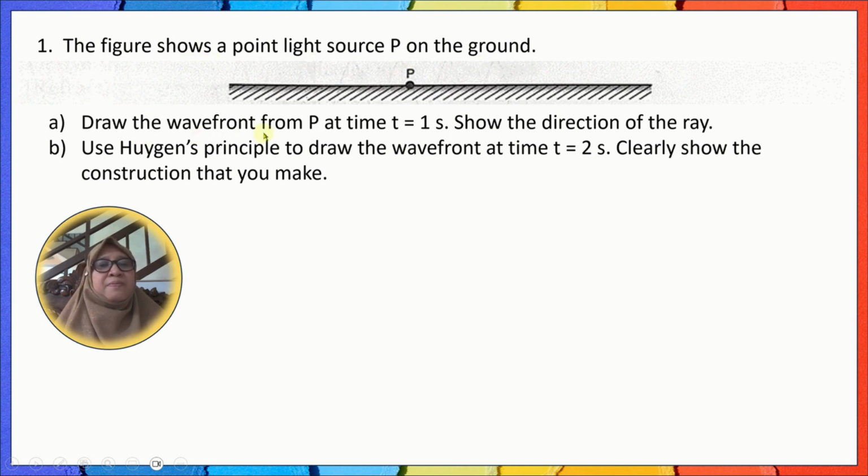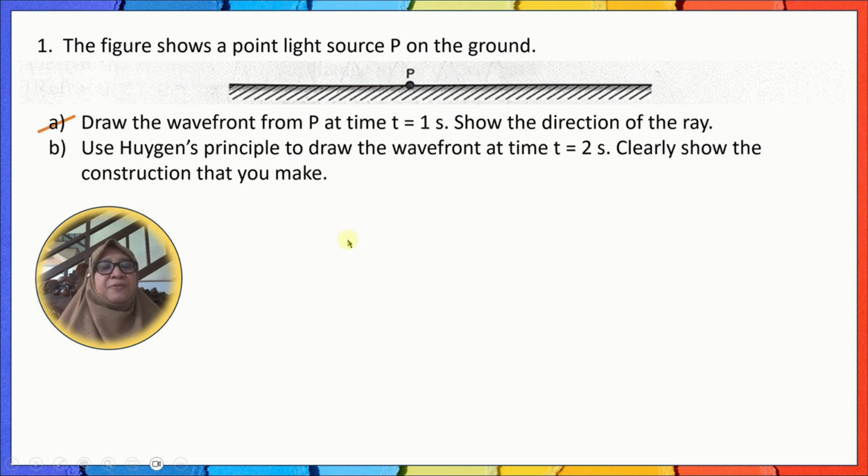Draw the wavefront from P at time t equals 1 second and then show the direction of the ray. B, use Huygens' principle to draw the wavefront at time t equals 2 seconds. Clearly show the construction that you make.